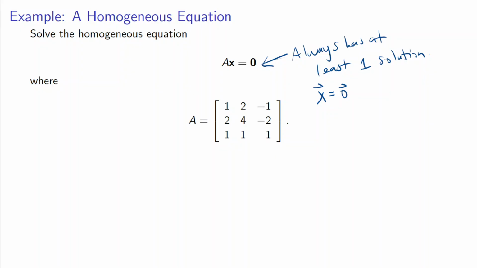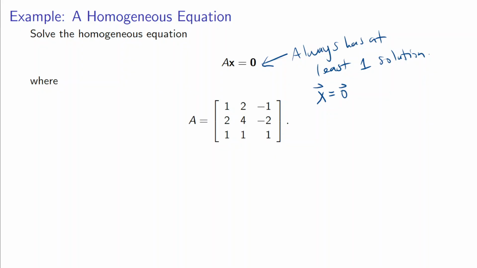So the idea is that if we let x equal the 0 vector of whatever size it needs to be, it depends on the size of A, then A times the 0 vector, of whatever size, will equal the 0 vector of whatever size it needs to be. And so this always has at least one solution.